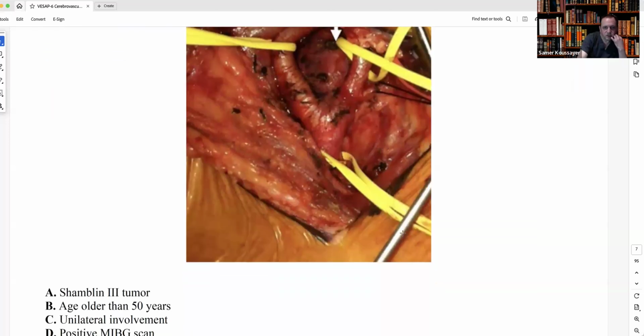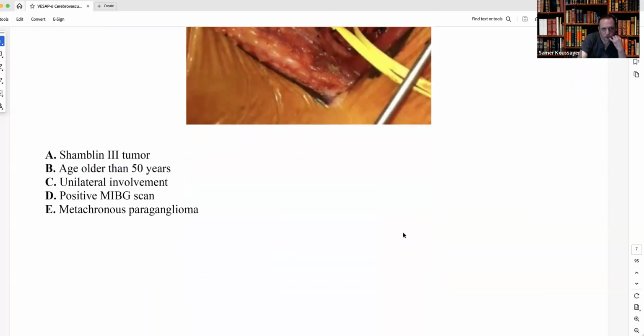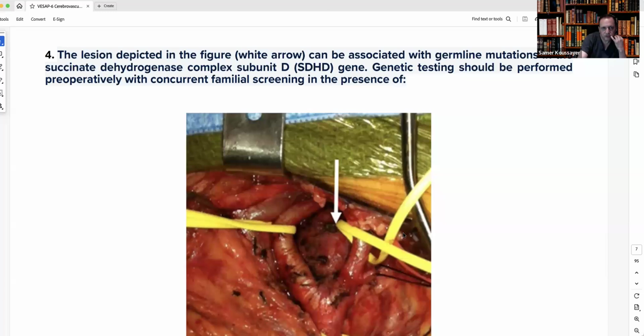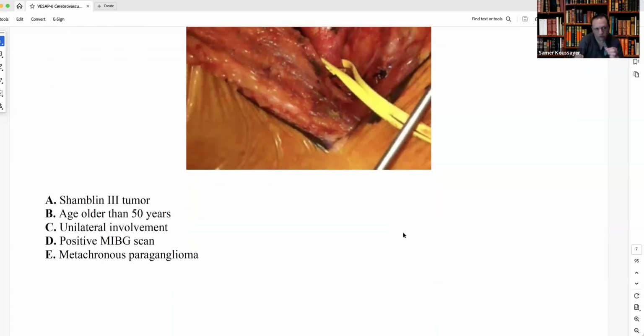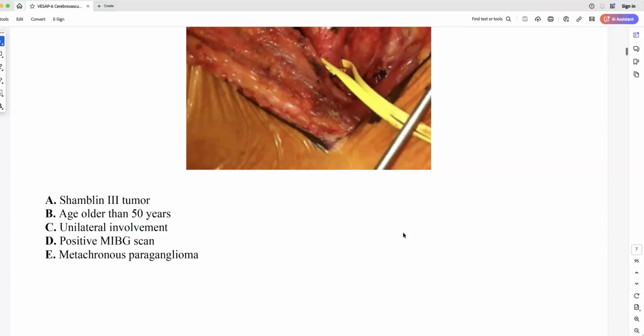Anyway, so let's go to the question. So what's the first question? They're asking when you're going to order the screening for the family. So go through each one and tell me if it's right or wrong. Champlain 3 tumor, no. It could be sporadic or familial. Age older than 50 years, no.